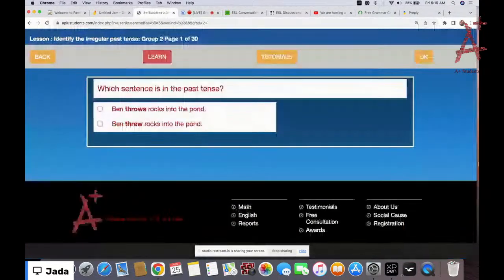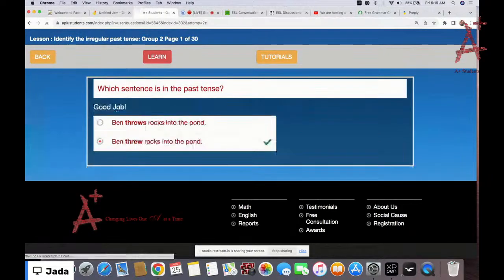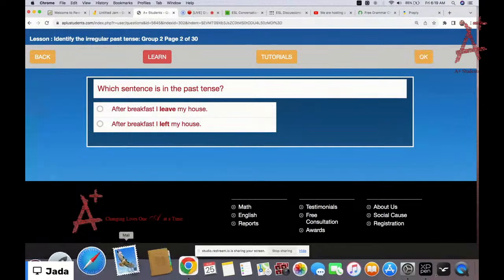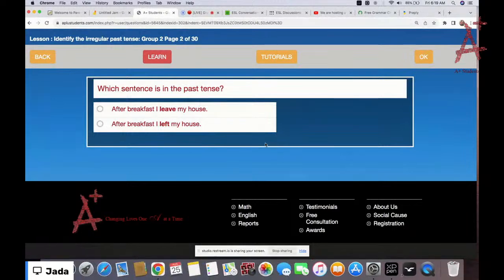So now, which of the sentences is in the past? Ben throws rocks into the pond. Ben threw rocks into the pond. So threw is past tense. It happened already. That's what past tense is all about, something that happened already. Now, after breakfast, I leave my house. After breakfast, I left my house. So left is the past tense of leave.